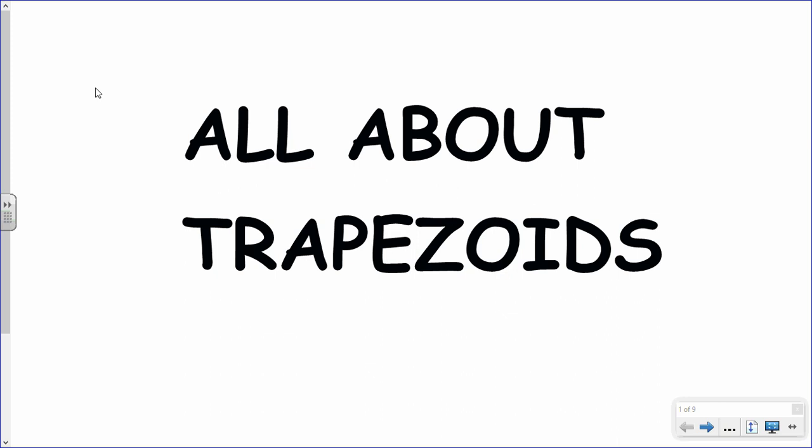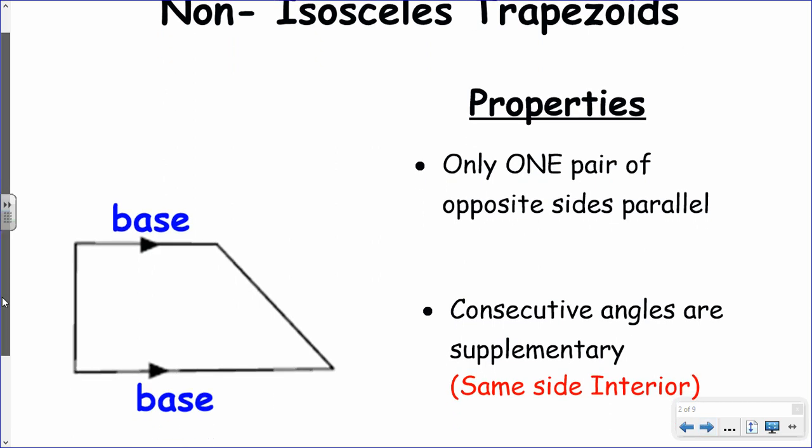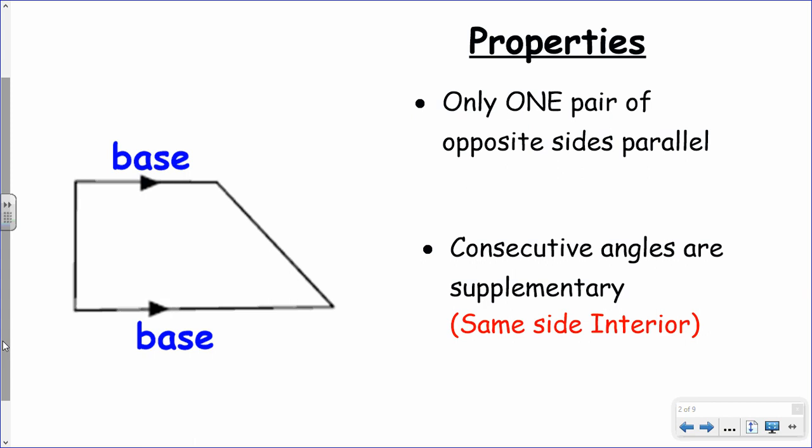All right, so we're going to talk all about trapezoids. Okay, so we're going to start off talking about a non-isosceles trapezoid. And that's a trapezoid with only one pair of opposite sides parallel. And so remember, the parallel sides are marked with the arrows, and those parallel sides are what we call the base. So in this trapezoid, there are two bases.